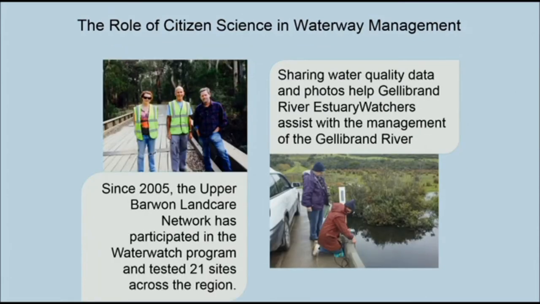Another example is the Upper Barwon Land Care Network has participated in the WaterWatch program since 2005, monitoring 21 sites, including a creek that has got acid sulfate soils and has discharged highly acidic water into the Barwon catchment. And finally, I'll talk about estuaries. For instance, the Gellibrand River estuary watchers assist with the management of the estuary by monitoring not only the PhysChem processes according to depth of estuary, but also making sure that a river height is well monitored, because there's a lot of assets that can be flooded when estuaries become really full.